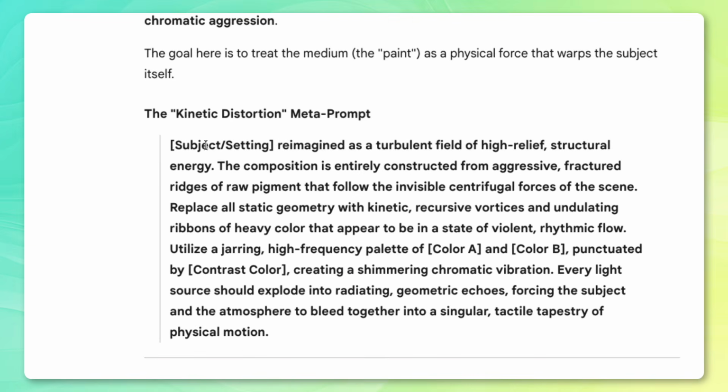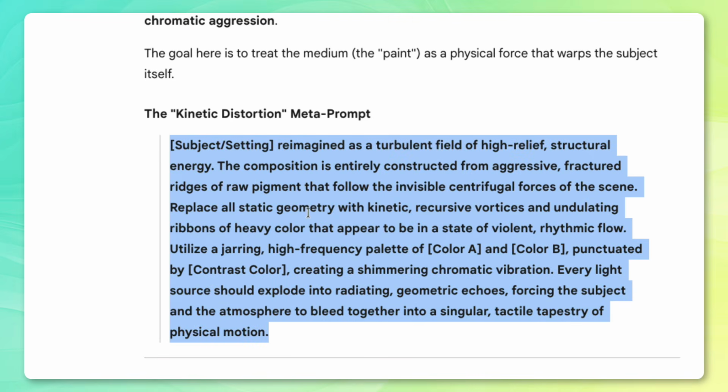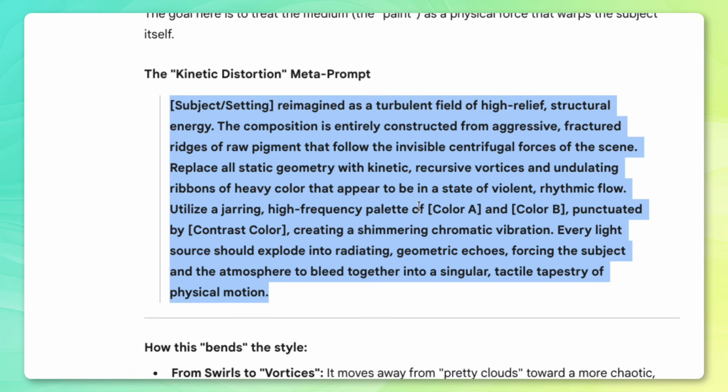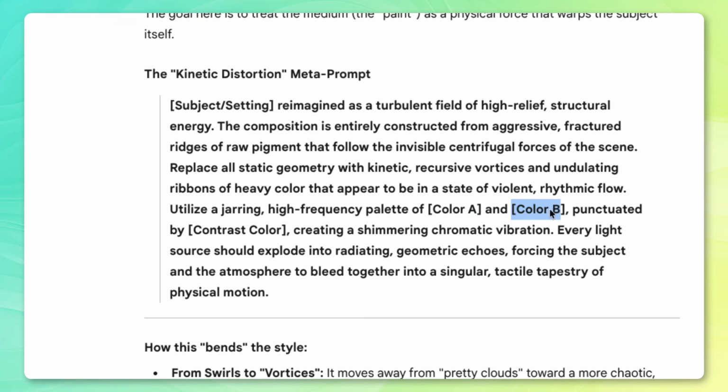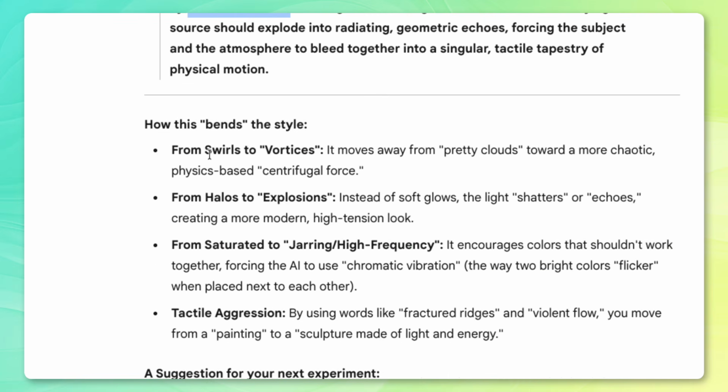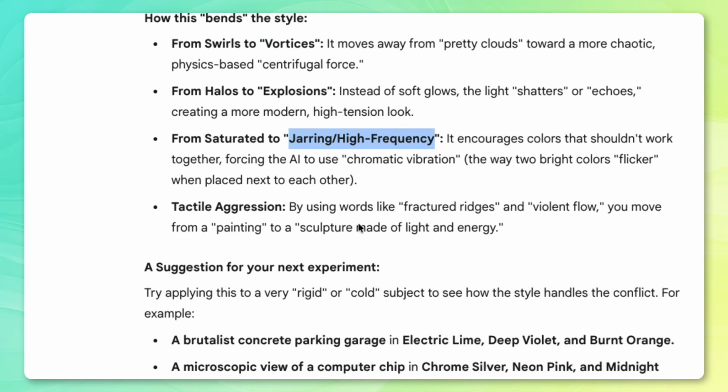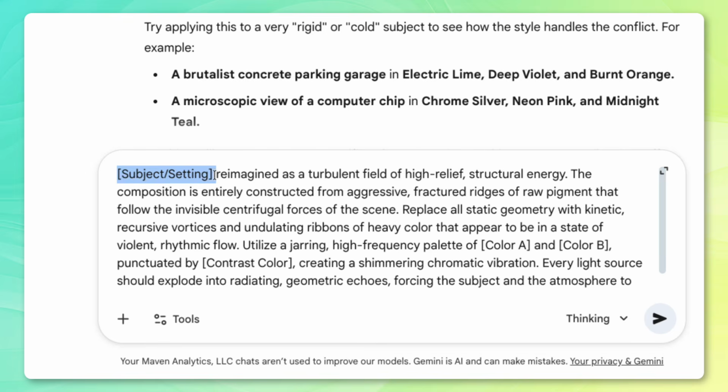This is called the kinetic distortion meta prompt. So this is going to be reimagined as a turbulent field of high relief structural energy. We also get the inputs for color A, color B, punctuated by contrast color. So we switched swirls to vortices, halos to explosions, and saturated to jarring and high frequency. So this will look quite a bit different. We're still going to keep our data analyst working in an office.